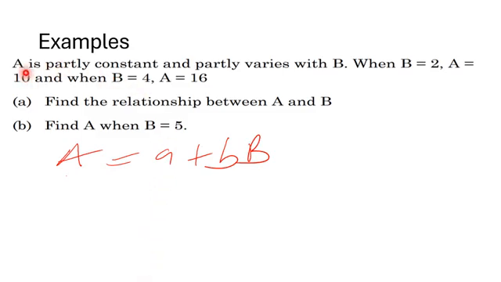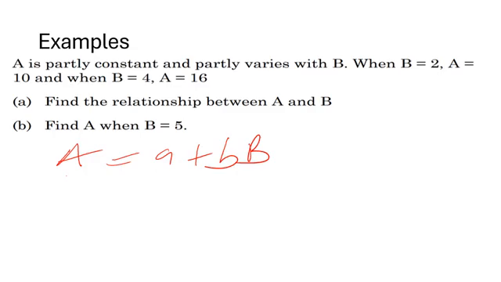From this first statement, A is partly constant, which means it's just a number which does not change, and partly varies with B. So it has two parts: the first part and the second part. On the second part of the question, they are saying when B is equal to 2 and A is equal to 10, that is an equation. And when B is equal to 4 and A is equal to 16, that is another equation. So let's see how we can deal with that.